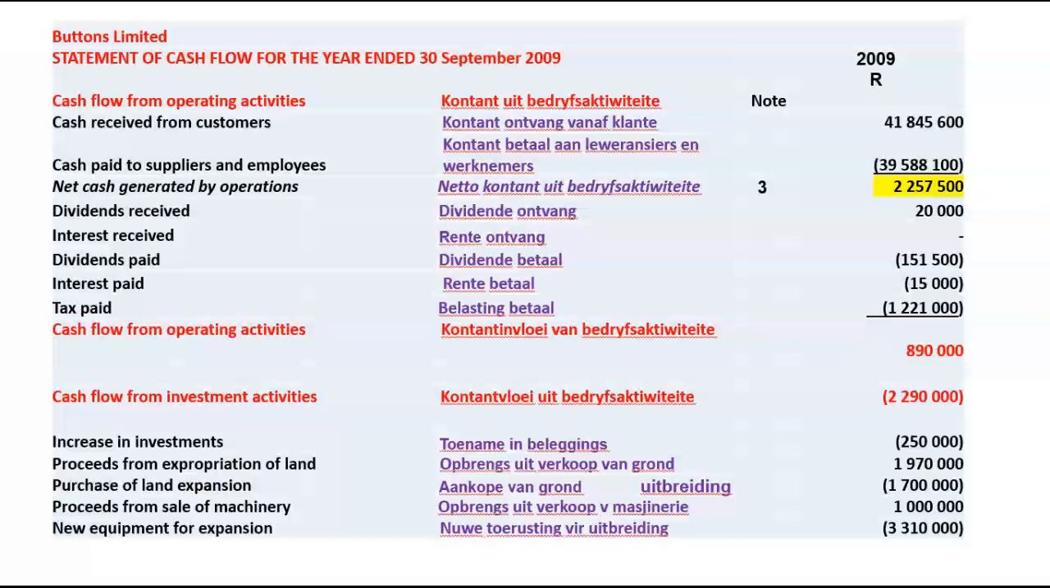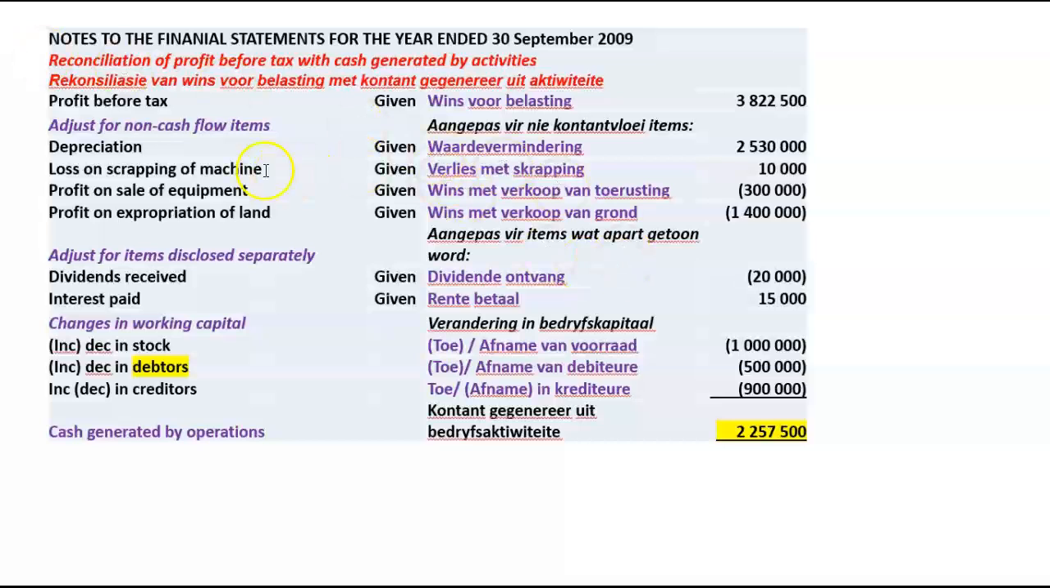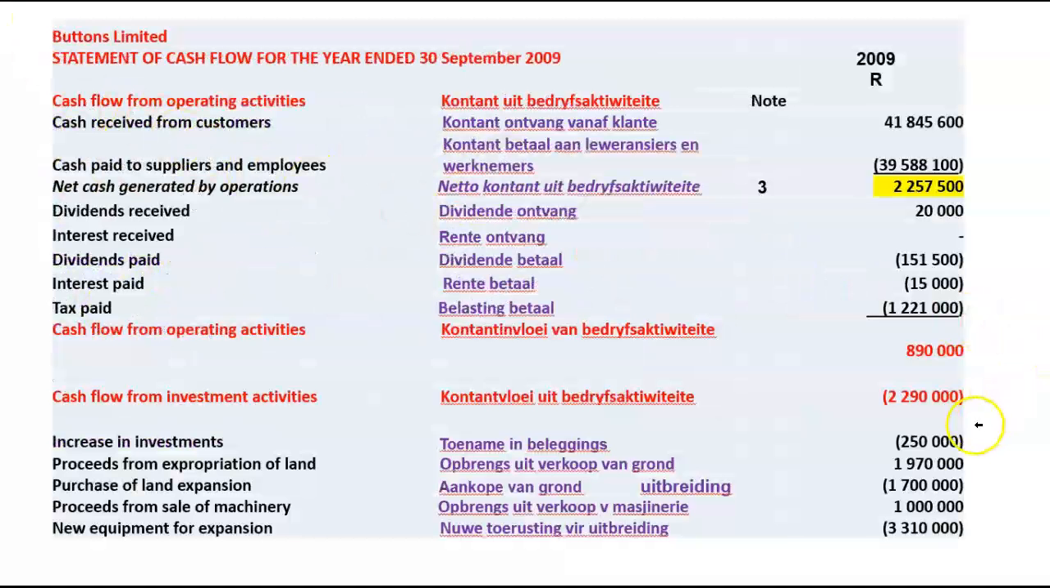Now we can show our separately disclosable items. Now we can show dividends received. We've already identified that, and there's no outstanding dividends, so the amount that was included in the income statement is also the amount that we're going to use here. It's easier to use this one. Dividends received 20,000 and interest paid 15,000. Both of them disclosable items. Dividends received is cash inflow, and interest paid is a cash outflow.